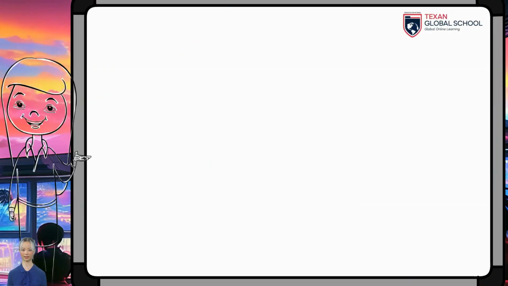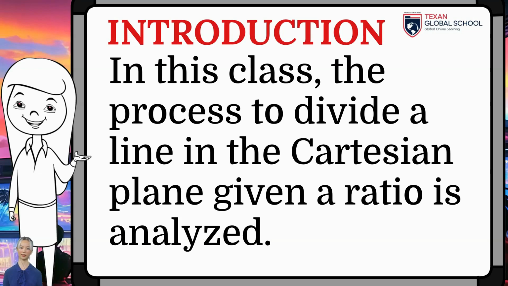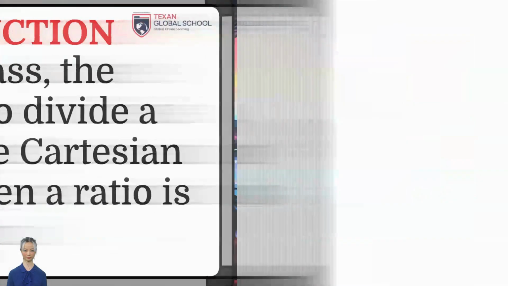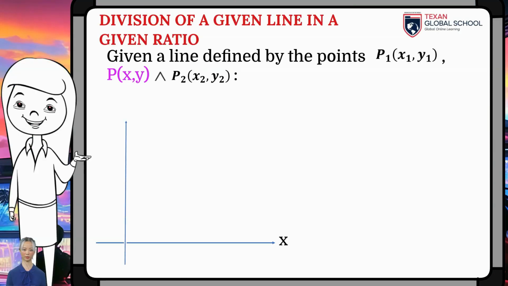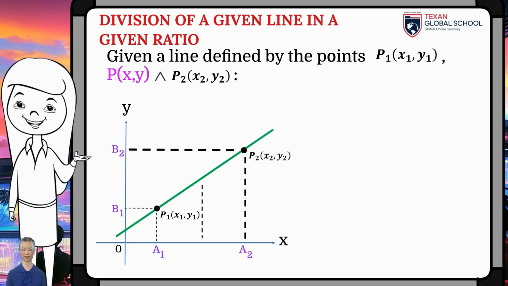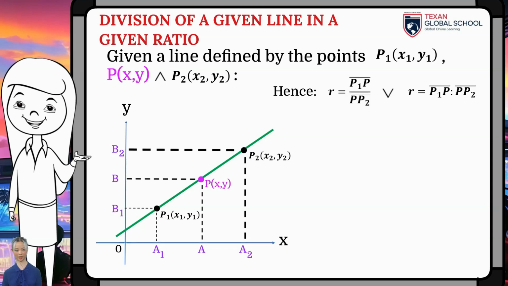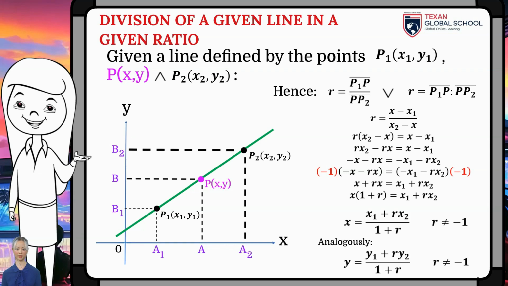This class analyzes the process of calculating the coordinate of a point that divides a line in the Cartesian plane. Starting from any 2 points that define a line in the plane, we will derive the formula to divide it according to a ratio. Remember that by dividing the line with a point P, we obtain the ratio as indicated on the board. The formula derived in previous classes is used as shown on the board for the abscissa of the point that divides the line given a ratio. Similarly, the same process is performed for the ordinate. In this way, if we have 2 points that define a line and its ratio, we can obtain the point that divides the line.